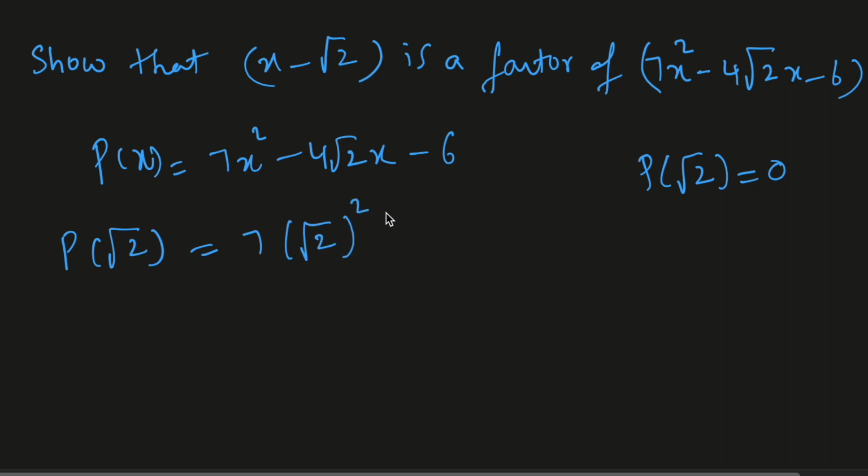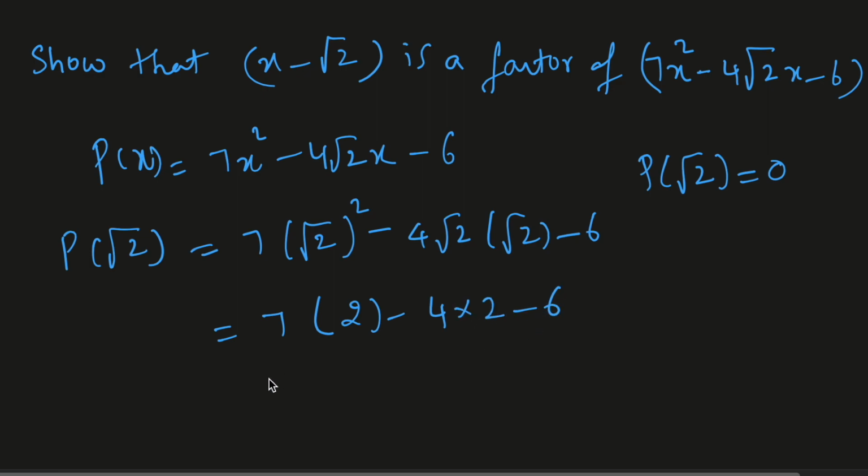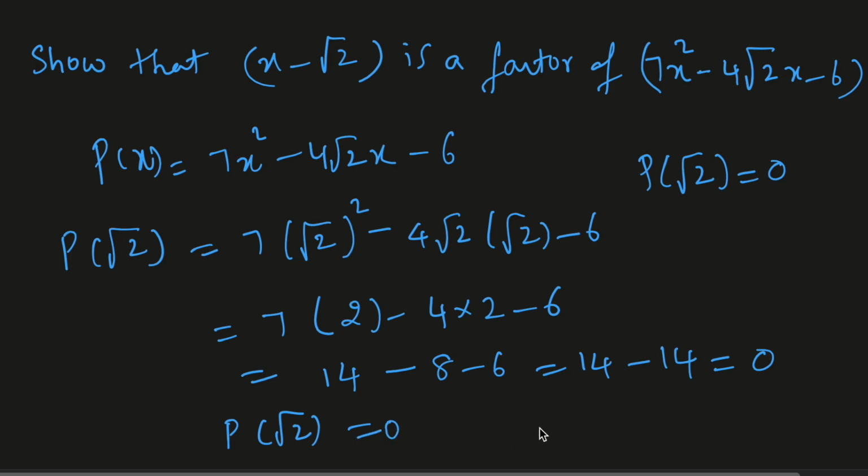So 7 into root 2 square minus 4 root 2 into root 2 minus 6. Let us find this. 7 into root 2 square is 2, minus 4 into root 2 times root 2 is 2, minus 6. That is 14 minus 8 minus 6. 14 minus 8 minus 6 is 0. So when p(root 2) is 0, according to the factor theorem, x minus root 2 is a factor.